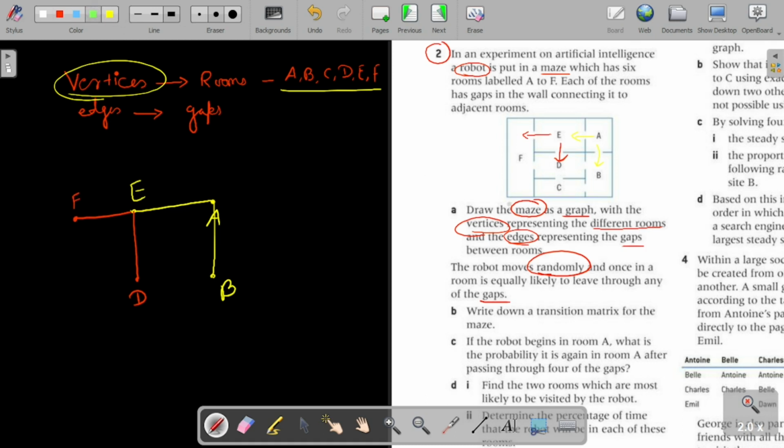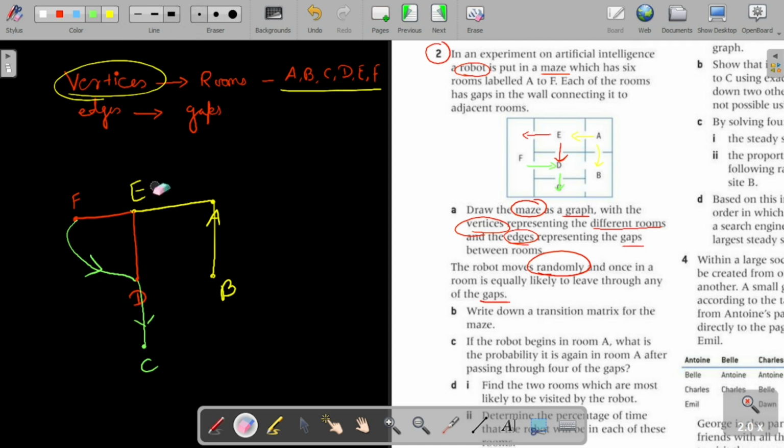Then F to D, he may go from F to D, so we can write it F to D like this. And D to C, there is also a path D to C. There should be some vertex C. So let's suppose this is the vertex C. He can go to the vertex C also.